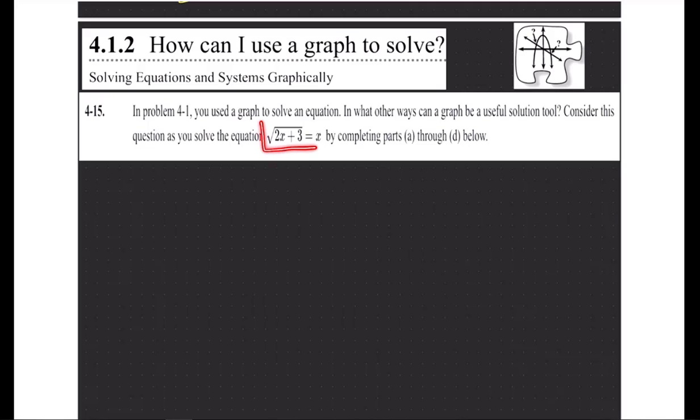So we have our new problem today. Our problem is the square root of 2x plus 3 equals x. It says to complete using A through D. I didn't put A through D on the board because it takes up so much space that it's too small to read, so I'm going to read them to you. For A, they want us to use algebra strategies in order to solve this.